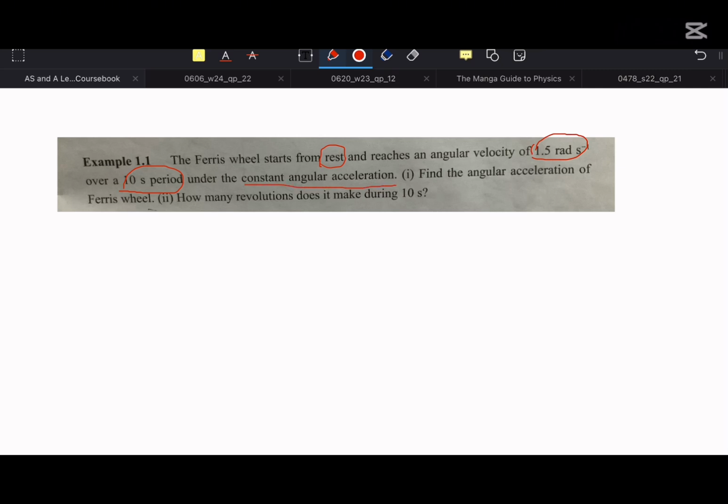Alright, so let's do this. The initial angular velocity is 0, and the angular velocity after 10 seconds is 1.5 radian per second. And the time is 10 seconds. Alright, so number 1, find the angular acceleration of the Ferris wheel.